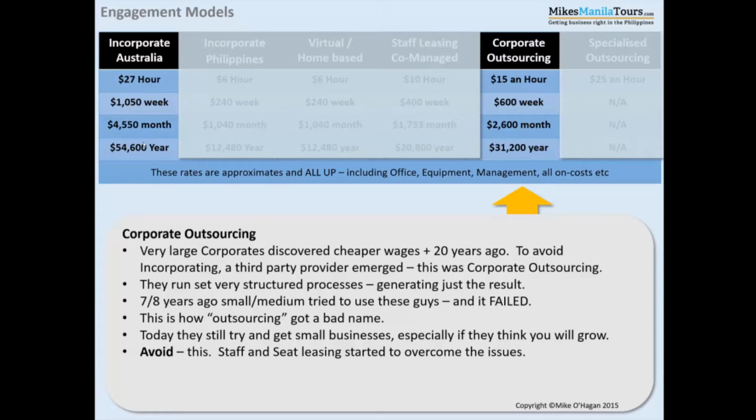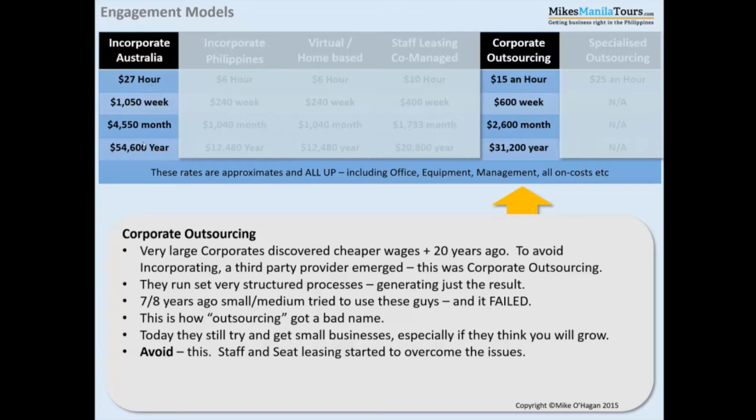and a third-party provider emerged that we call the corporate outsourcer. Now, this corporate outsourcer, they're a third party that sat in the middle between the very large corporates and the cheaper countries. They became very, very large. Today, they're still around, and they're still by far the majority in the industry. Some massive great companies out there. There's one in the Philippines called Convergys that has 70,000 employees, and those sort of numbers are quite typical. They emerged and they run very, very structured processes. So that was all fine.